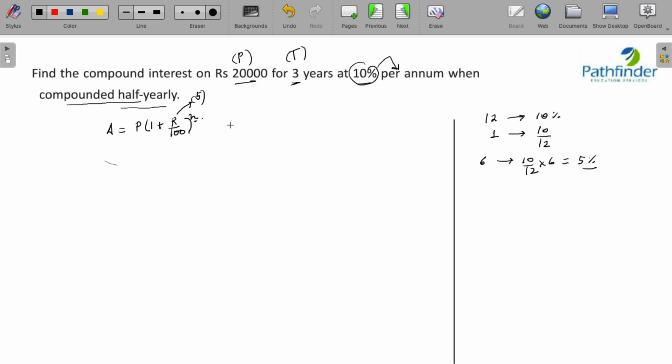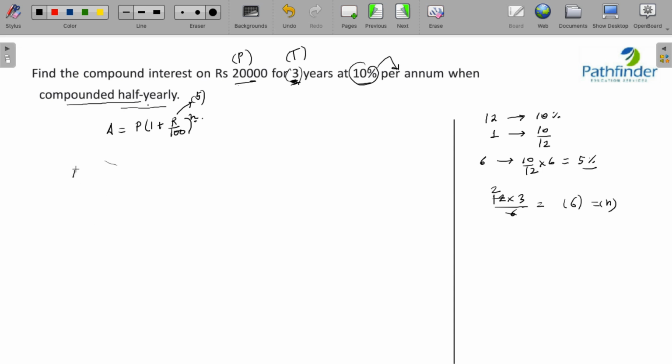Now how about n? Because this is a period of 3 years, whereas the amount is compounded half yearly, we need to see how many 6-month periods there are in 3 years. 3 years means 12 into 3 months divided by 6. So 6 twos are 12. The number of periods is equal to 6.